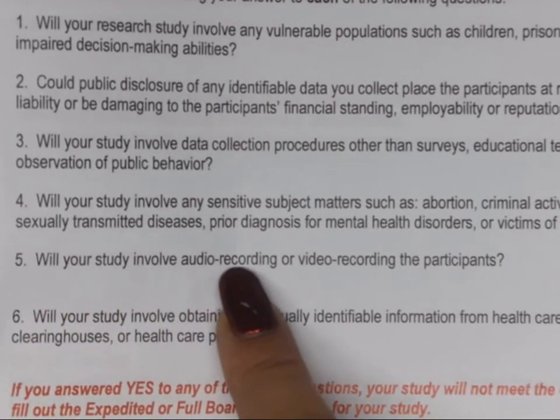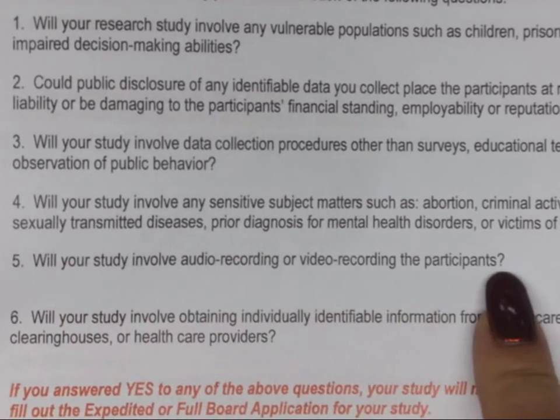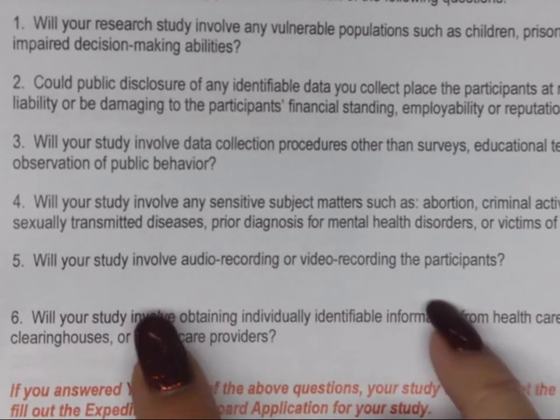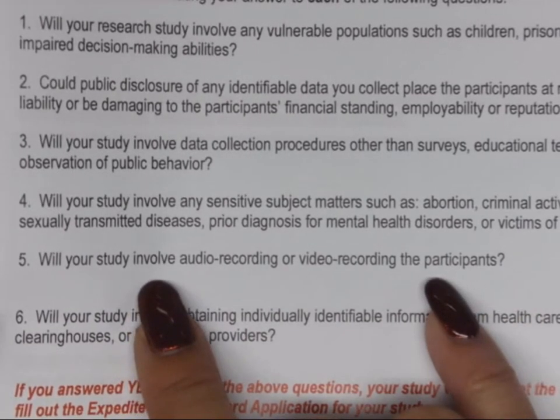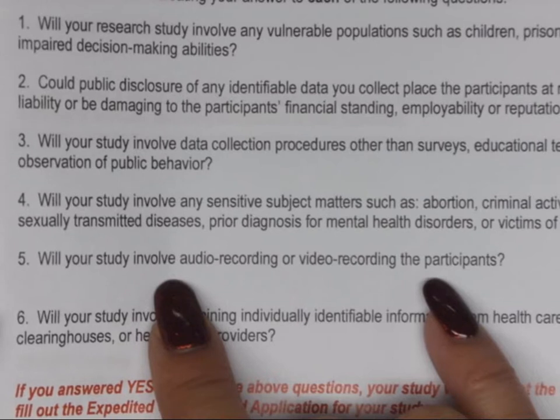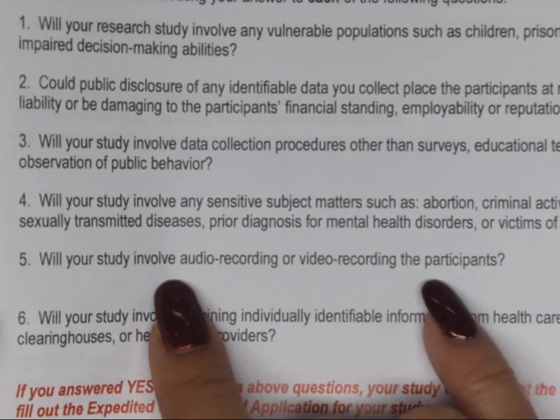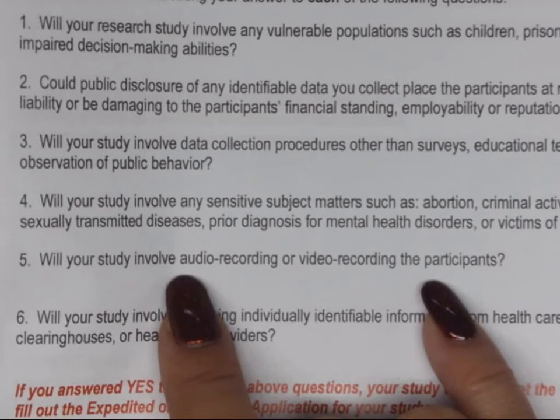Will your study involve audio recording or video recording the participants? So if you record at all, which I don't know that we said we were going to. Well, somebody, I think Brittany, might have said it would be nice if we could have a GoPro camera at Six Flags so that they could record their experiences. And that's great. There's nothing wrong with that.